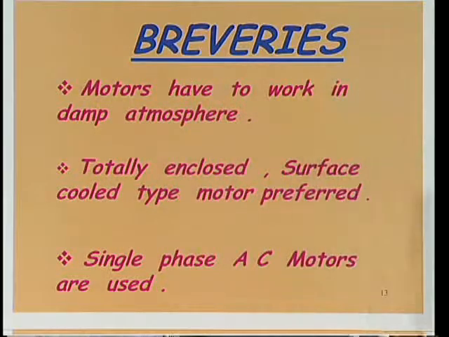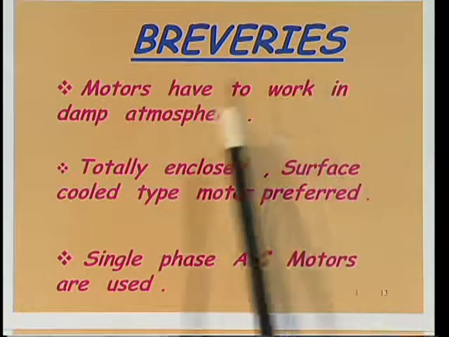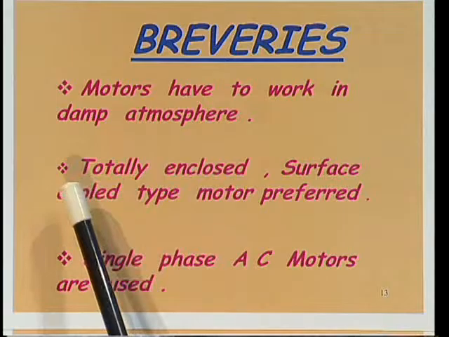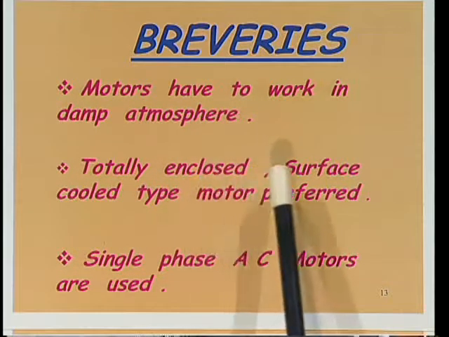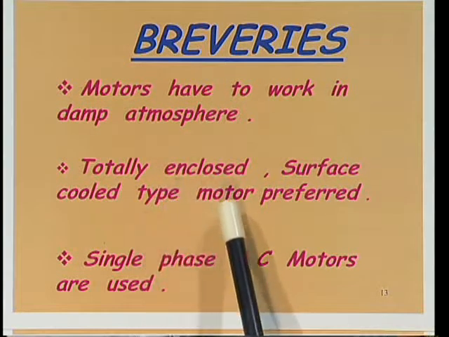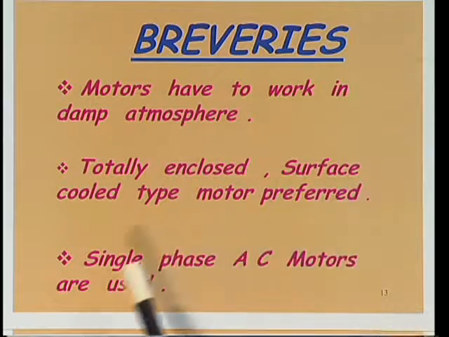breweries. So breweries means normally the manufacturing of liquor, that is normally beer. For manufacturing purposes we are using varieties of motors, but the moisture content is very high and the motors have to be used in damp conditions. So in the case of breweries, motors have to work in a damp atmosphere. Totally enclosed surface cooled type motors are preferred. Single phase AC motors are used.